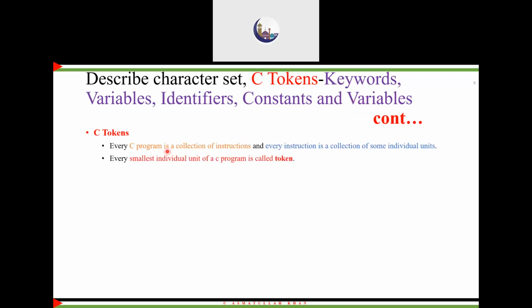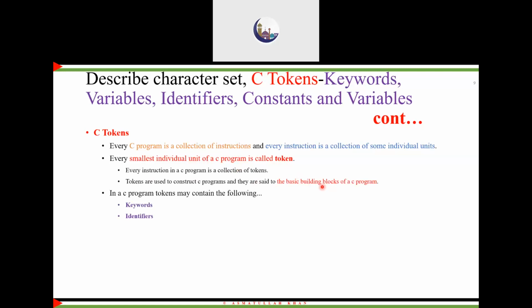Okay. So what is a C token? It's nothing but a word formed out of the character set. A C program is a collection of instructions, and every instruction is a collection of individual units. We will not call it a word, we will call it a unit. The smallest individual unit of a C program is called a token. So a C program is a collection of tokens, and using these as building blocks, we'll create our entire C program.